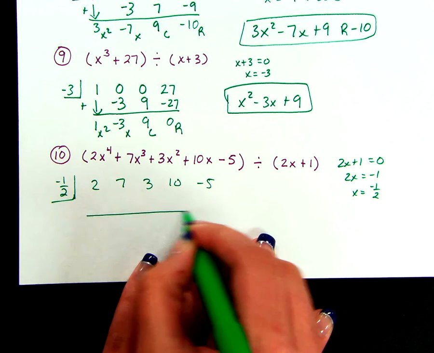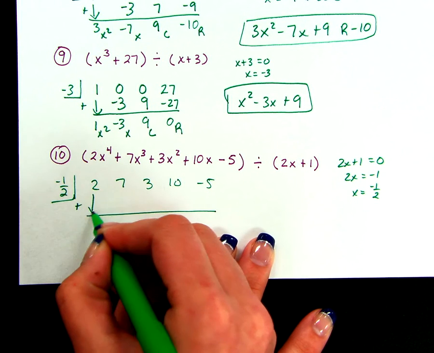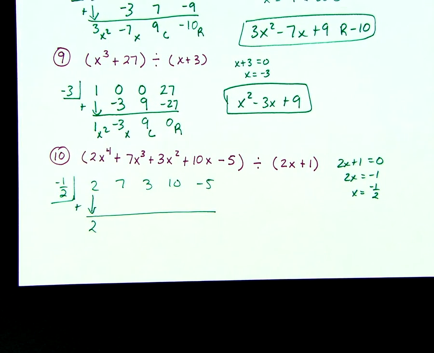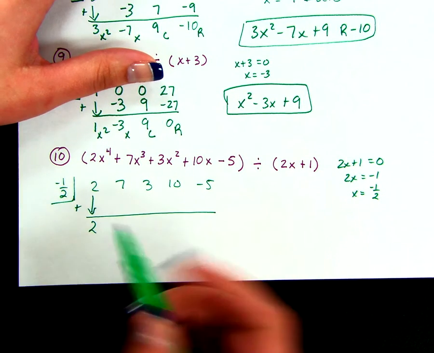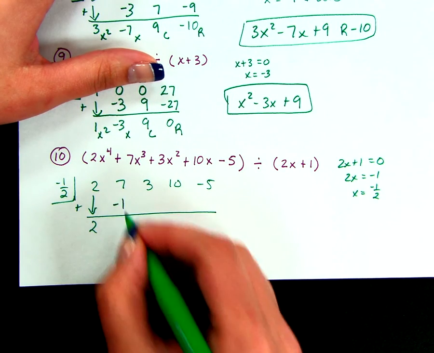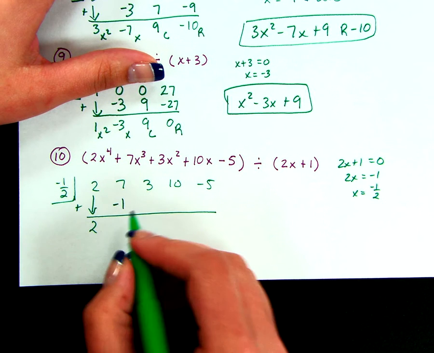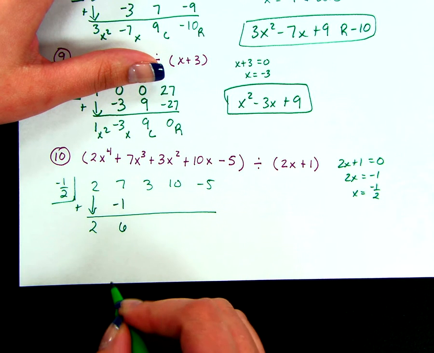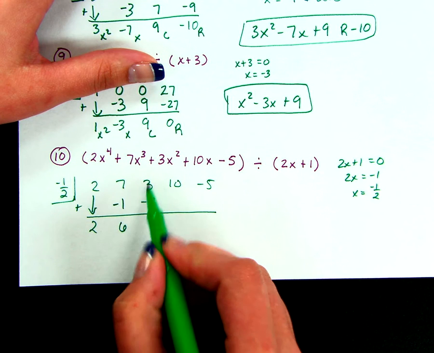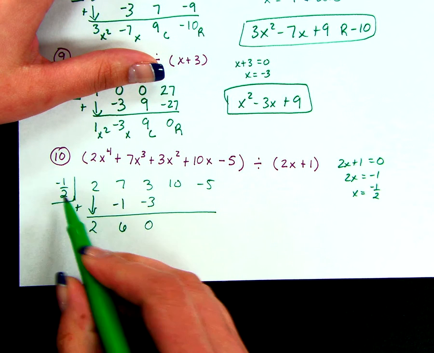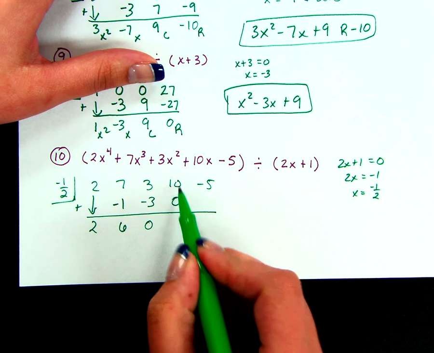Leave a little bit of space, put our horizontal bar. First term always comes down. Okay. So again, now we multiply. So negative 1/2 times 2 is negative 1. Here we're going to add, so that's a positive 6. Negative 1/2 times 6 is negative 3. Add to get 0. Negative 1/2 times 0 is 0.